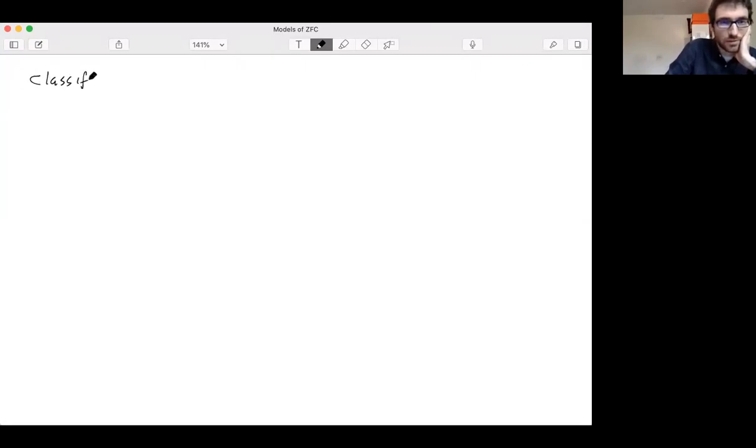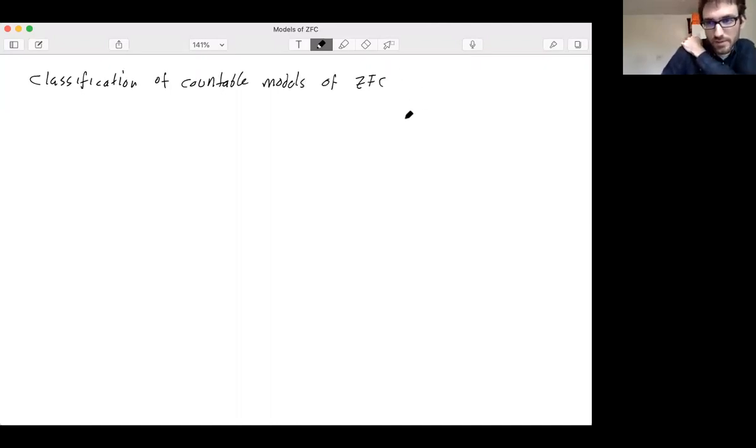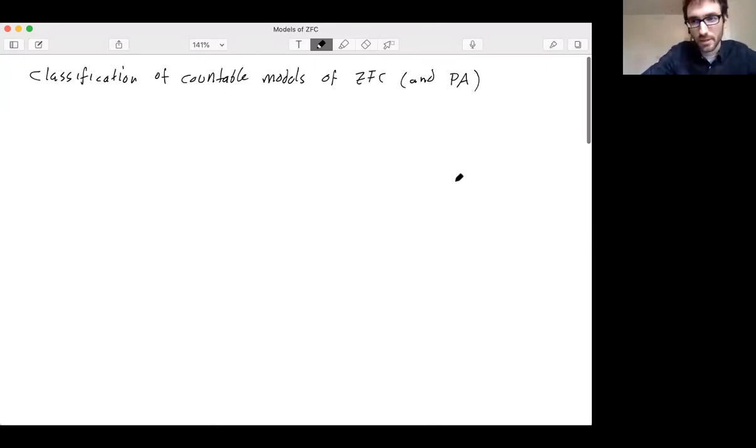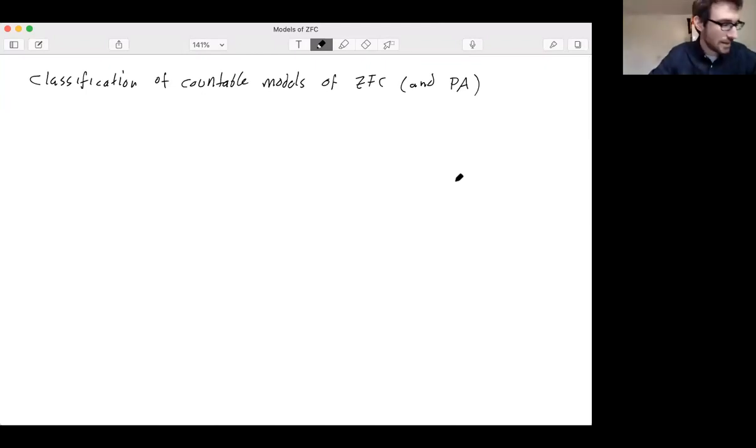So yeah, I'm talking about classification of countable models of ZFC. And I understand that in the seminar, you've already talked a little bit about the descriptive set theoretic classification of countable models of arithmetic. So a lot of what I say is probably going to be the same as that, but I'll just say it again briefly.